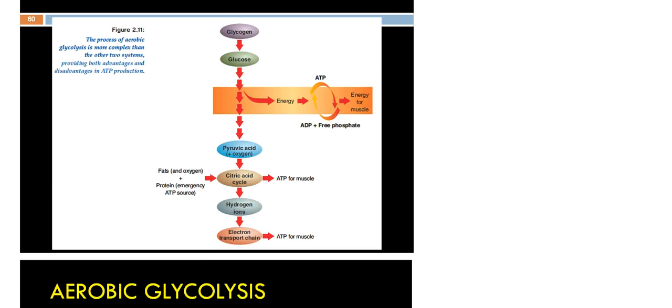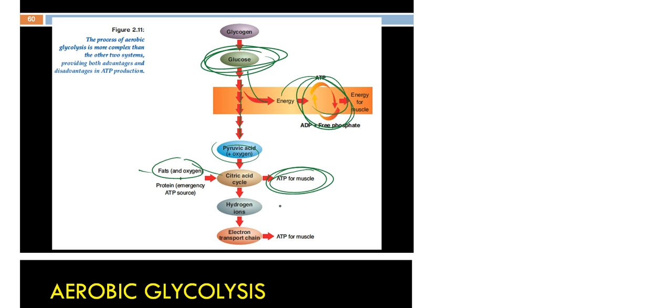Another way of looking at it, which was fairly similar to what I drew: glycogen to glucose. Obviously here we have our glycolytic enzymes working on this, releasing energy for energy resynthesis, pyruvic acid, fats, and our pyruvic acid entering the Krebs citric acid cycle, again releasing energy for ATP resynthesis, hydrogen ions, then entering our electron transport chain, again resynthesizing ATP for muscular contraction.